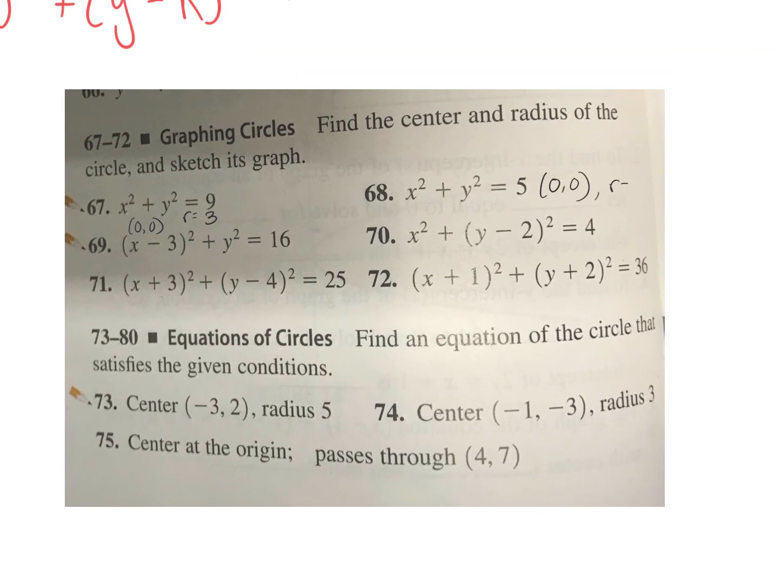And then the radius is going to be root 5. For 69, we have negative 3 for the x and 0 for the y. So it's always going to be the opposite sign. So if we have negative 3, it's going to be positive 3, comma 0, because our y doesn't have a number with it. And then the radius is going to be root 16, which is going to be 4. Now, the reason I'm only taking the positive is because when you have a circle, the radius is going to be 4 in this case, no matter which way you draw it or in what direction, because the radius is the same distance from the center to the outer edge.